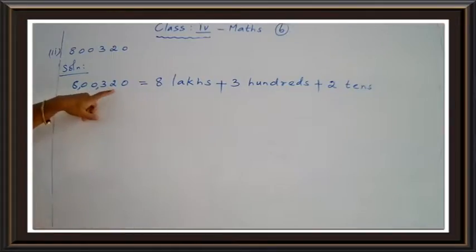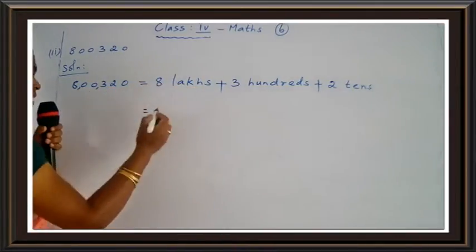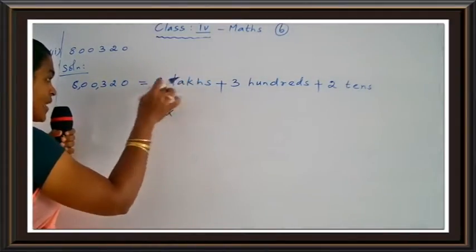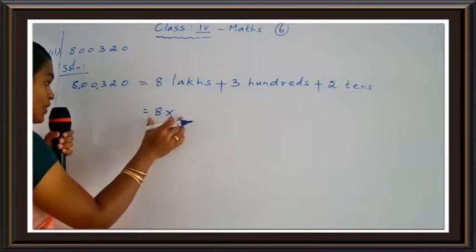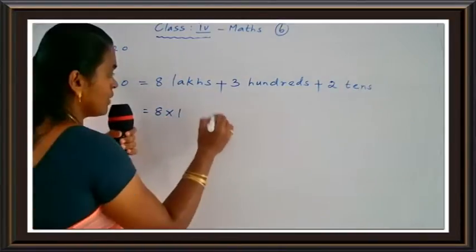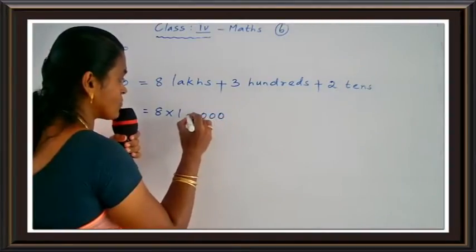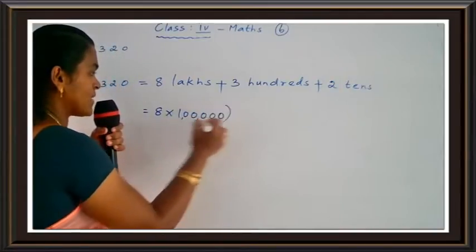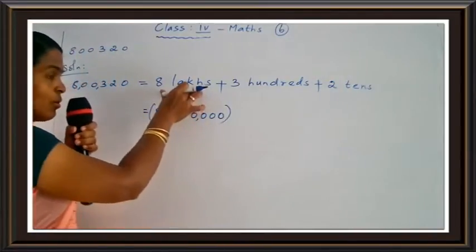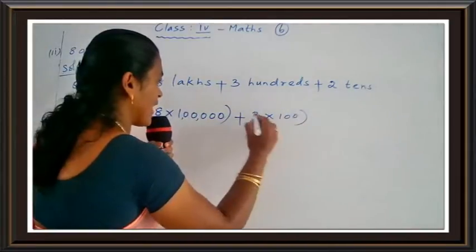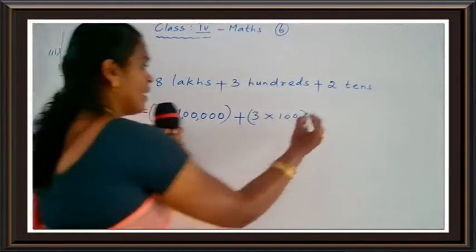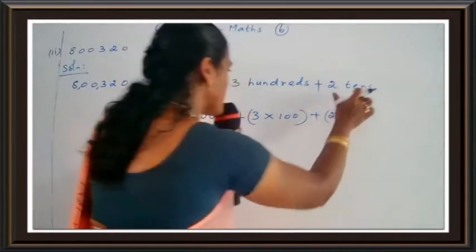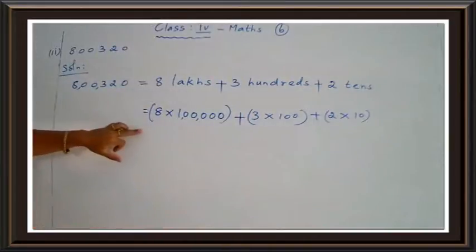Now you come to the second way. 8 lakhs. 8 lakhs means 8 into 1 lakh. Sorry, 8 into 1 lakh is equal to 8 lakhs. So 1 lakh, how will we write? Ones, tens, 100, 1000, 10,000, lakh. Okay, so 8 into 1 lakh is equal to 8 lakhs plus 3 into 100 is equal to, your answer is 300 plus 2 into 10 is equal to, your answer is 2 tens. Okay, so this is the second way. Now we come to the third way.